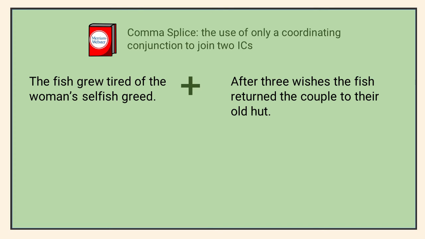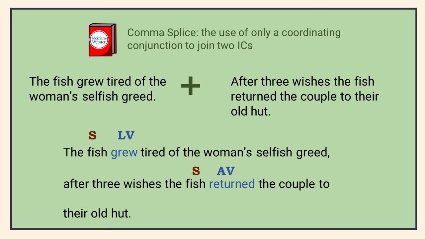A comma splice is the opposite problem. Two independent clauses joined only with a comma. It's missing the coordinating conjunction. First, we look for two separate independent clauses, two subject-verb combinations that can stand alone.